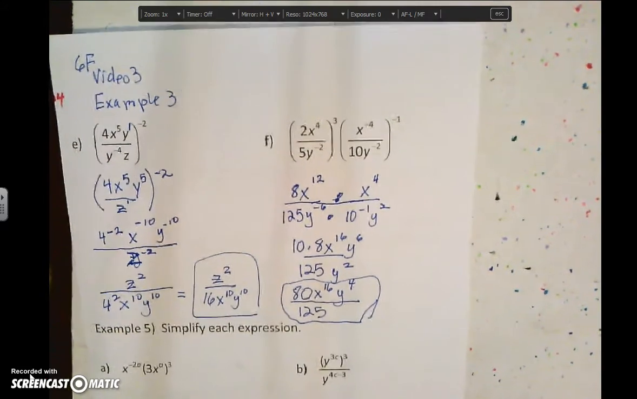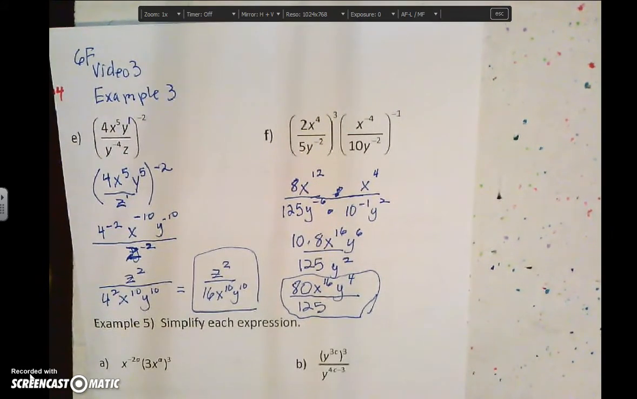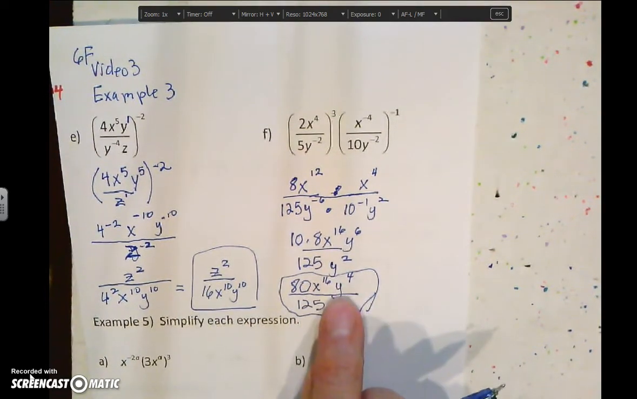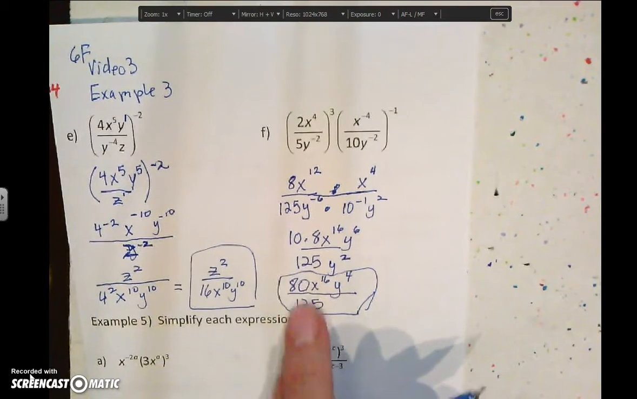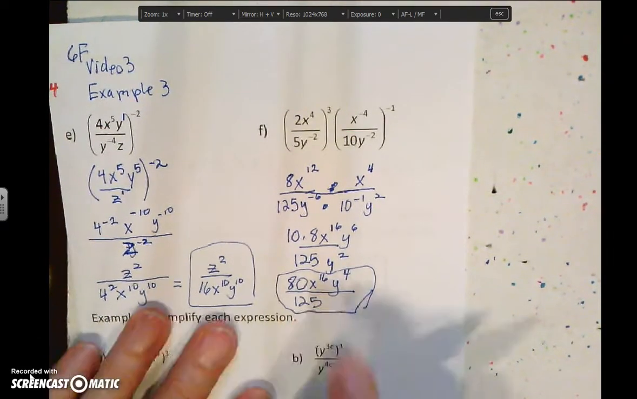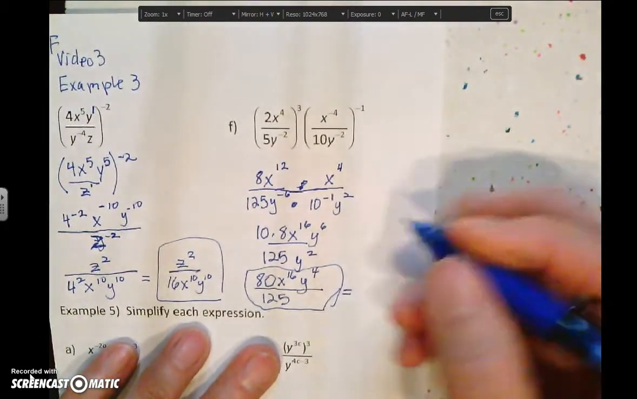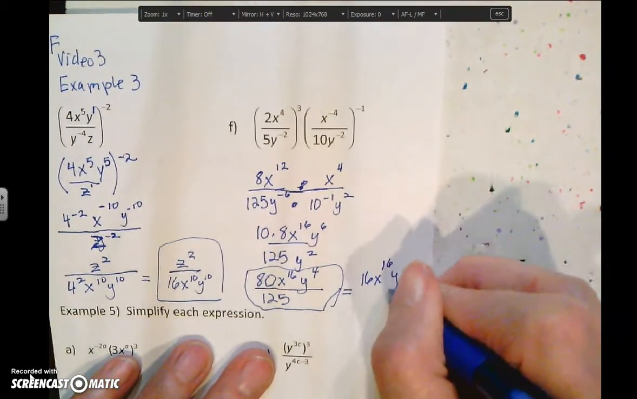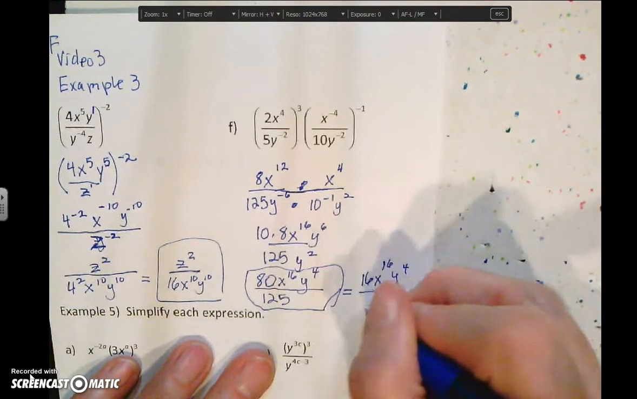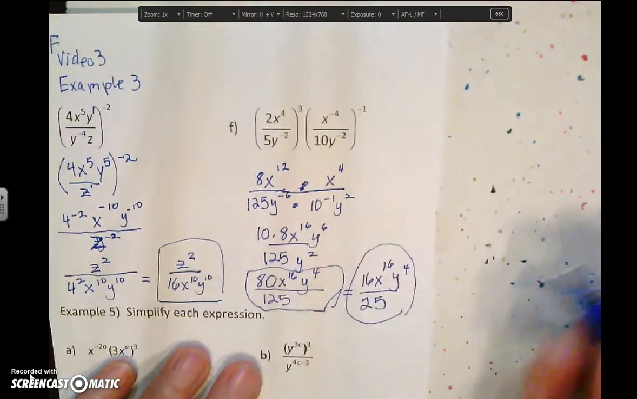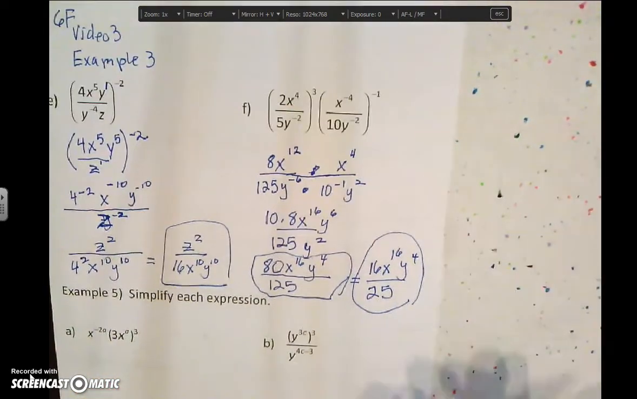You just have to move piece by piece and do all those steps until you get it down to where you only have a base of x once, a base of y once, and your fractions are simplified. Oh, they're not simplified, are they? Simplified if possible. So what do you notice about this? 5 will go into both of those. So let's change this and divide by 5. And I get 16, x to the 16th, y to the 4th, over 5 will go into 125 25 times. So one more step, and that is our final answer.